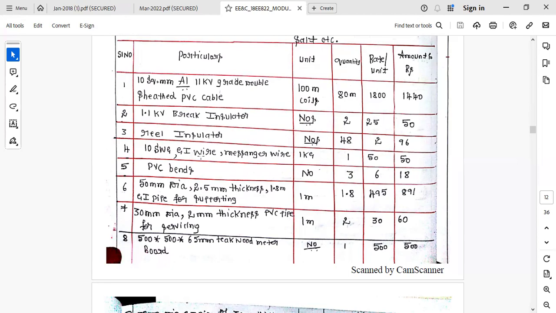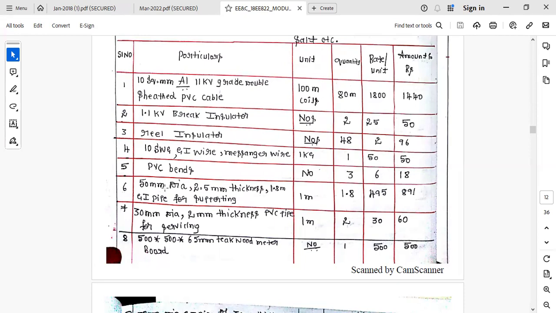10 SWG GI wire, messenger wire, 1 kg we required. 1 kg is 50 rupees, so the final rate is 50 rupees. PVC bends numbers 3, 3 required. Each one is 6 rupees. 6 into 3, 18.